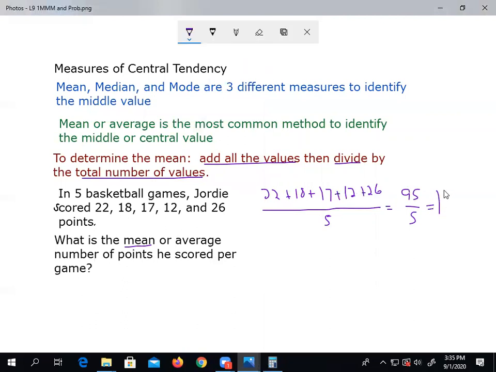An important thing to pick up on is the mean has to be between the highest and lowest value. So if you notice that 12 is the lowest and 26 is the highest, the mean has to be somewhere in between there. And 19 looks like it's pretty much in the middle as well. So that's what we mean by finding an average or a mean.